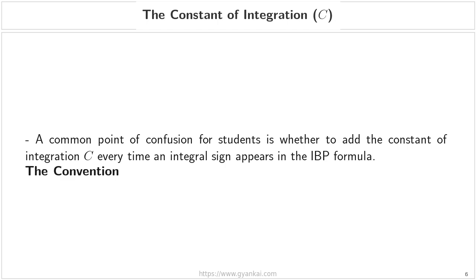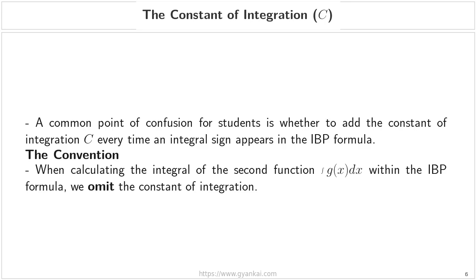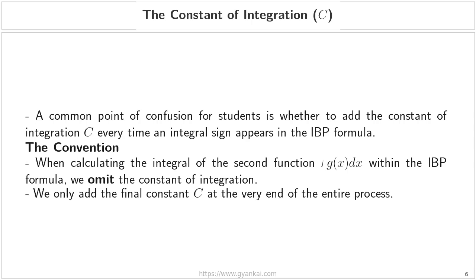Now, let's establish the standard convention. When you're calculating the integral of the second function, that's the g of x function inside the integration by parts formula, we do not include the constant of integration. That is, when you evaluate the integral of g of x, just find the antiderivative without adding plus C at that stage. We reserve adding the constant of integration, C, until the very end of the entire integration by parts process.